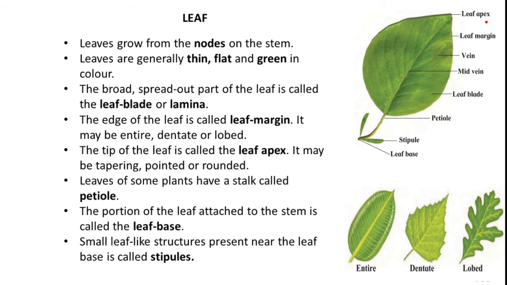Leaves of some plants have a stalk called petiole. The portion of the leaf attached to the stem is called leaf base. Small leaf-like structures present near the leaf base are called stipules.